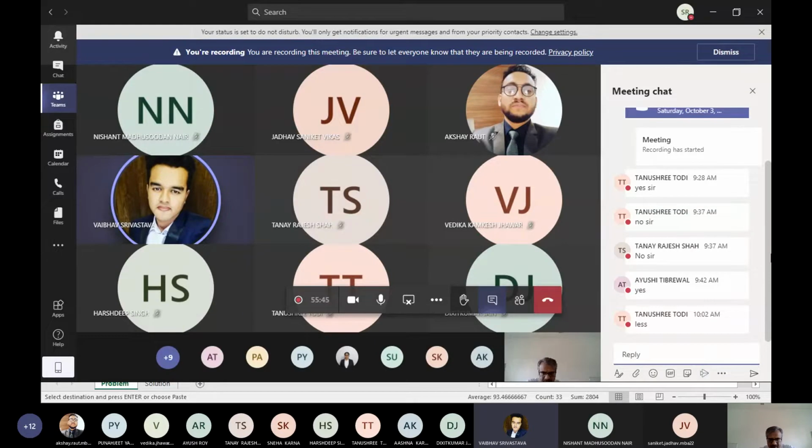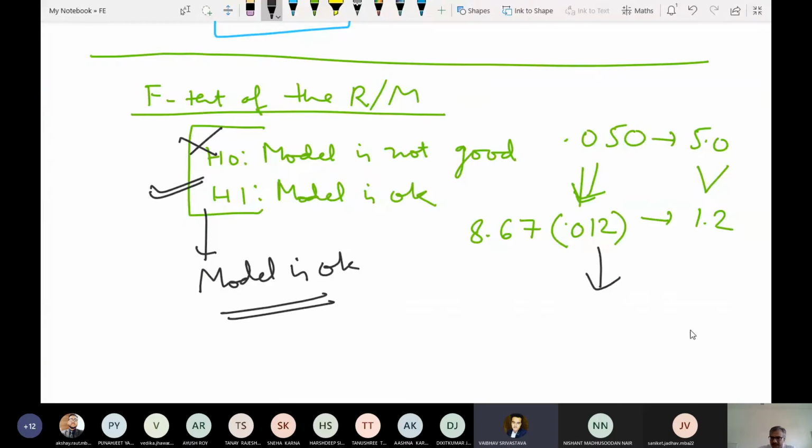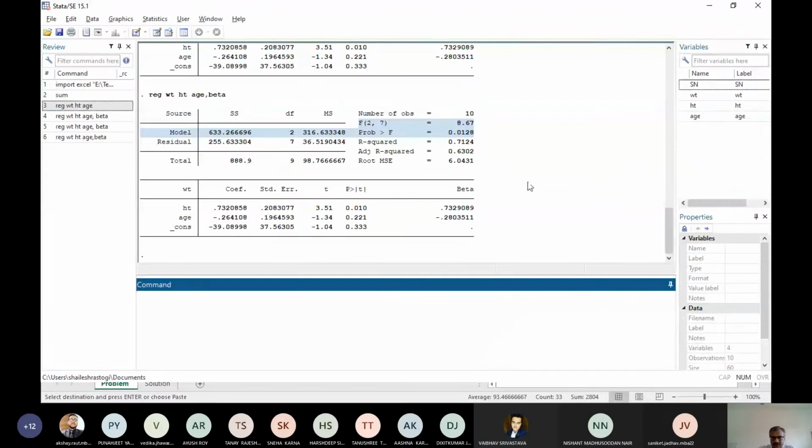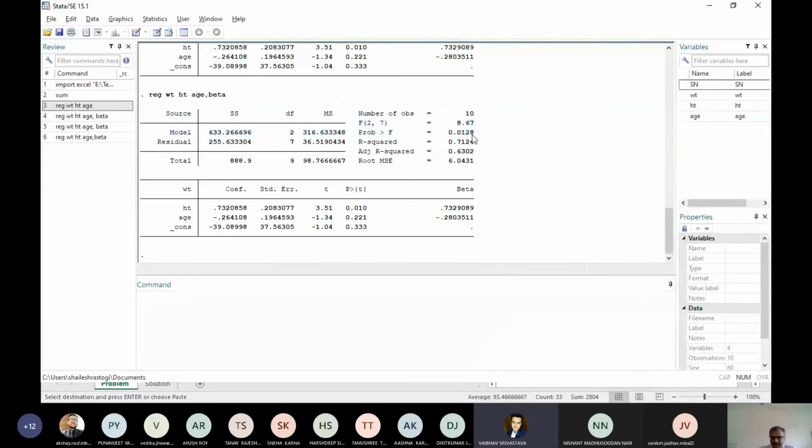Sir, could you please repeat that example 0.50? Look at here, this is 0.0128, the corresponding p-value of this F-test. Right? Yes, sir. This you can figure out. Yes, I can.